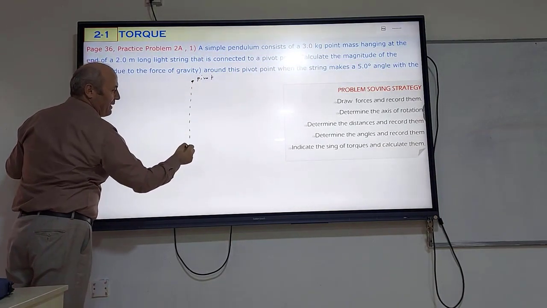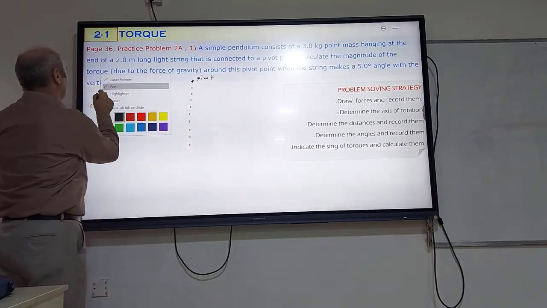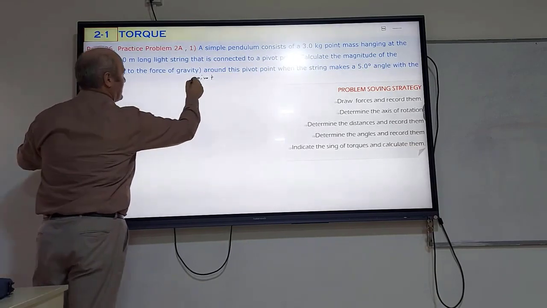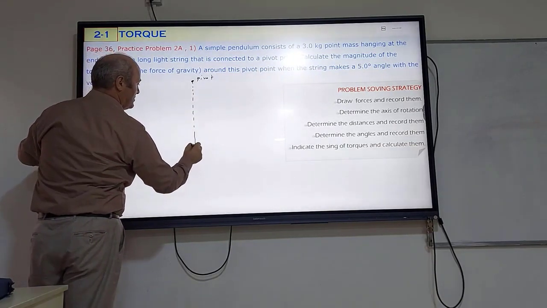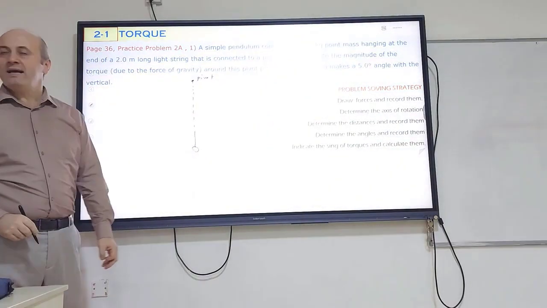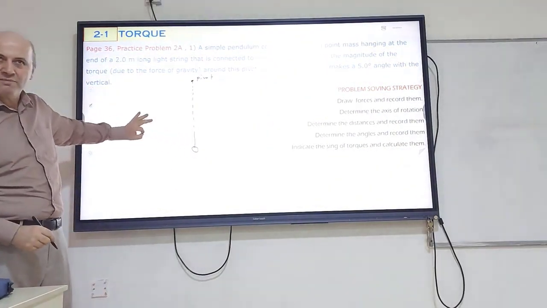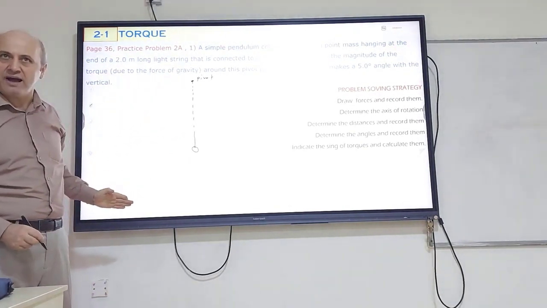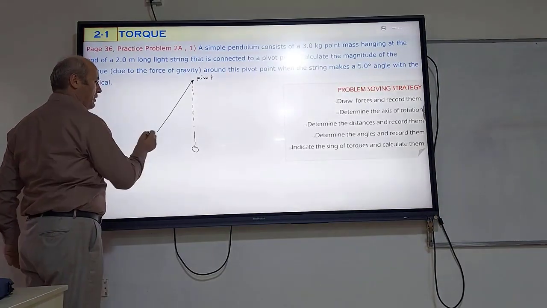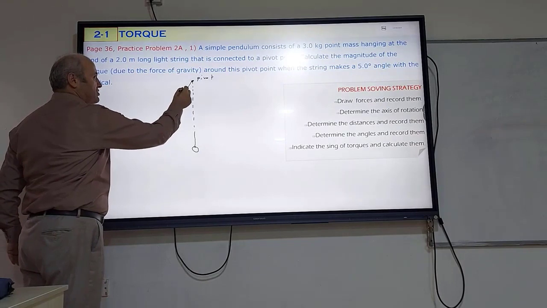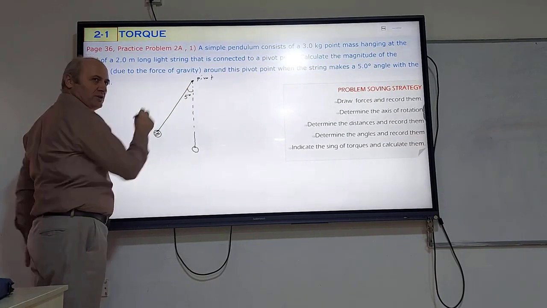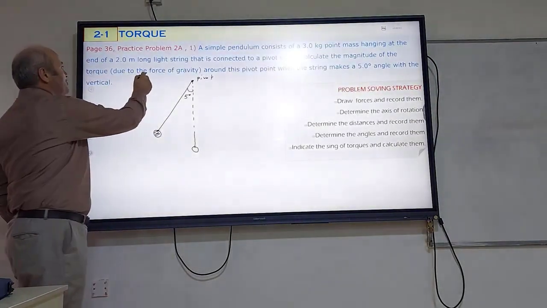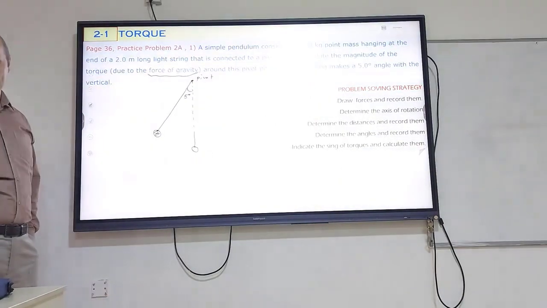When you suspend the string from a fixed pivot, the string will stay vertical in the pendulum. This is the natural position of the pendulum. The question says to pull this pendulum from this position and make an angle of 5 degrees with the vertical line. Now it's going to be this way. This angle is 5 degrees according to the question. How much torque is produced by the force of gravity? Find this. What is the magnitude?